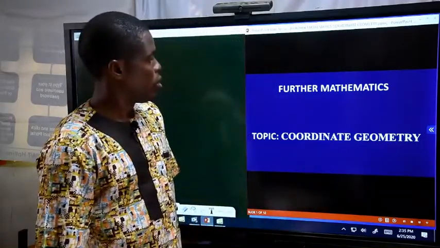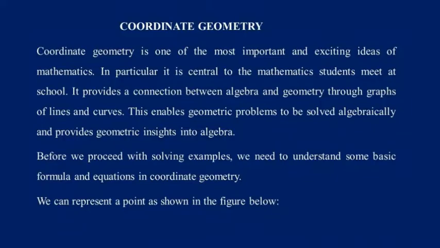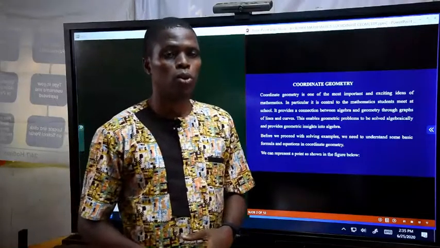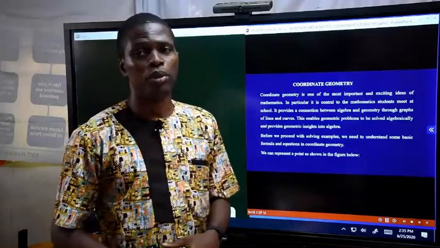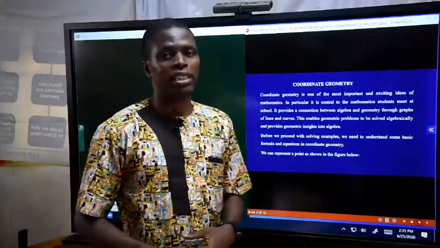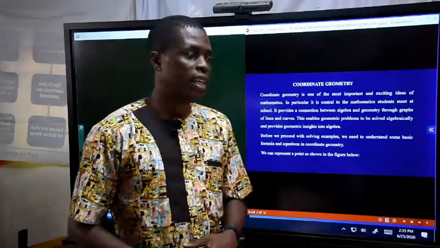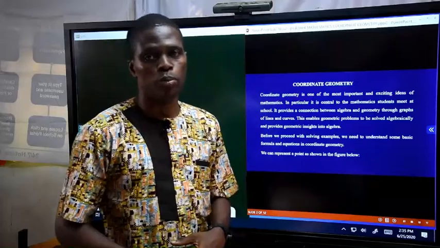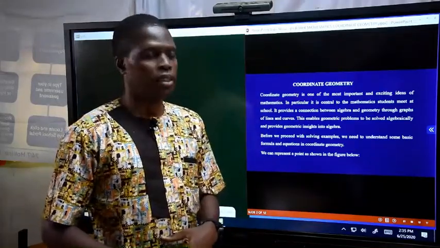And in coordinate geometry, we want to look at how we can locate points in the XY plane, the equation of a line, and the gradient of a line. We also look at the midpoint theorem, the intersection of two or more lines, and how to get the distance between 2 points in an XY plane.